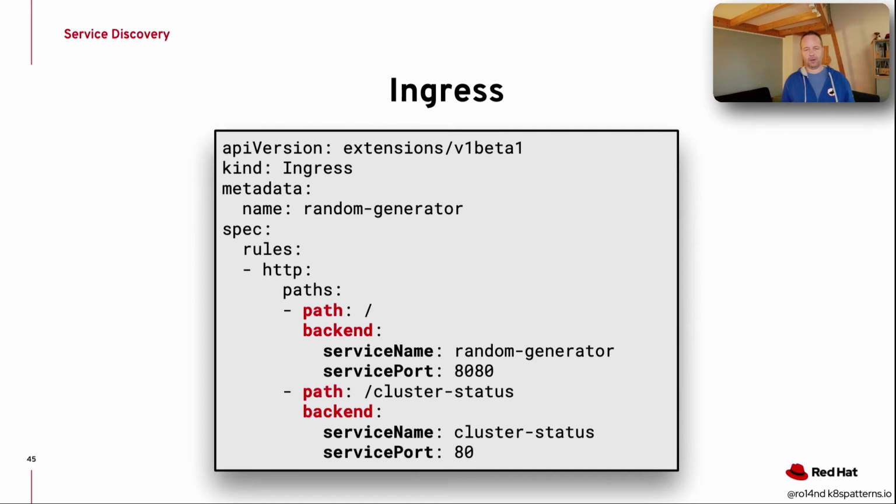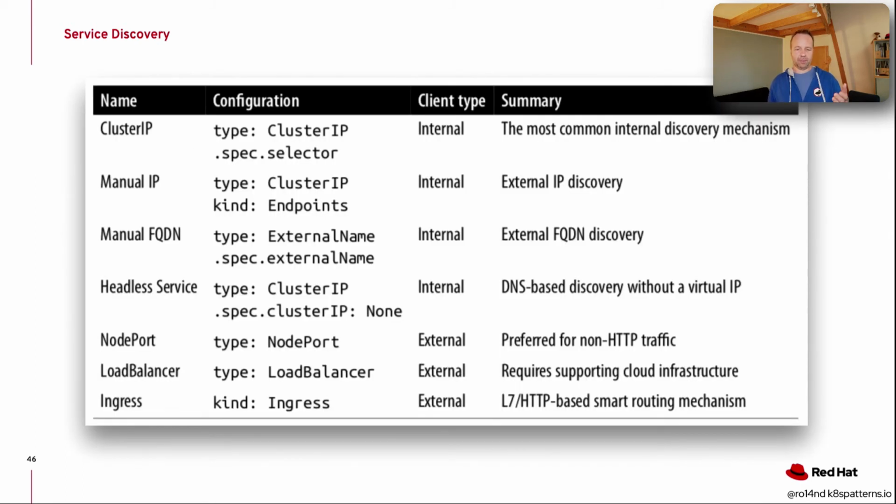Here's an example of how you specify an Ingress. As you see, you can specify different context paths, which is nice so that you can really dispatch to different services. So this is all that I have about service discovery. What you see here is actually a short summary of how you specify this on the service. So there are different types and other specifications which you can use and which map to these different concepts.